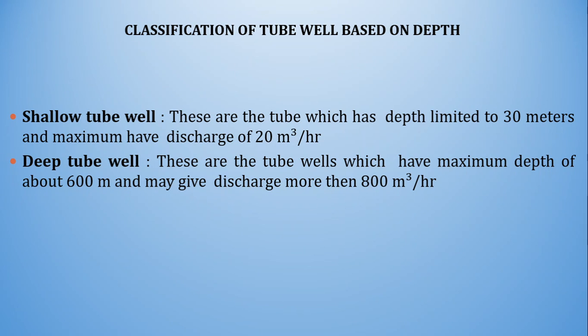Now the classification of tube well based on the depth. Here also there are two kinds of depths: shallow tube well and deep tube well. What is a shallow tube well? These are tube wells which have a depth limited to 30 meters and a maximum discharge of 20 meter cube per hour. In case of a deep tube well, these are tube wells which have a maximum depth of about 600 meters and may give a discharge of more than 800 meter cube per hour. It is the highest discharge, which you cannot achieve in case of open wells.